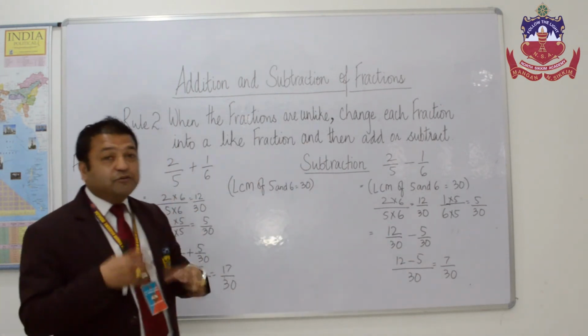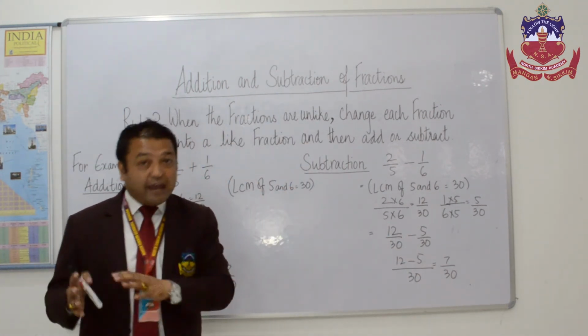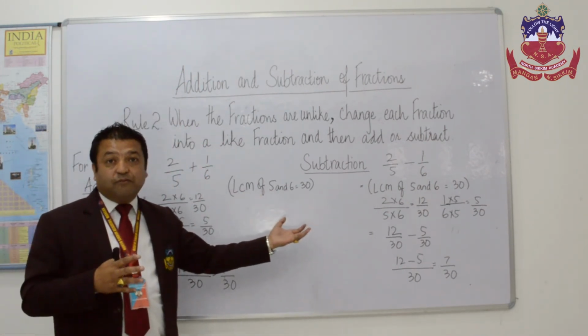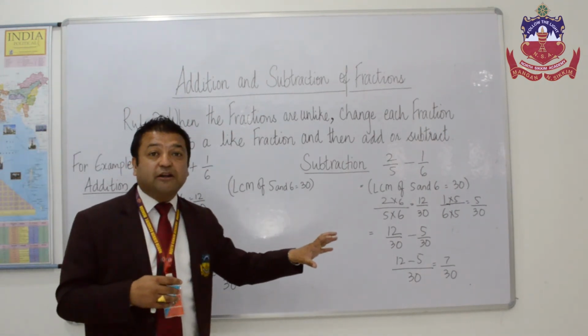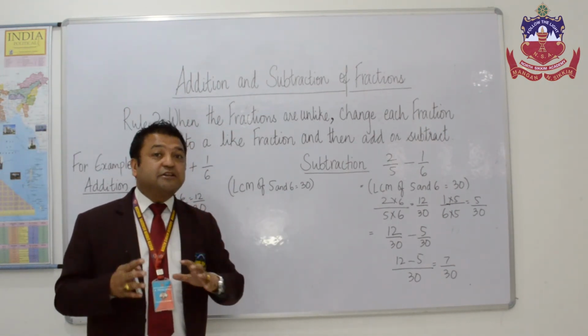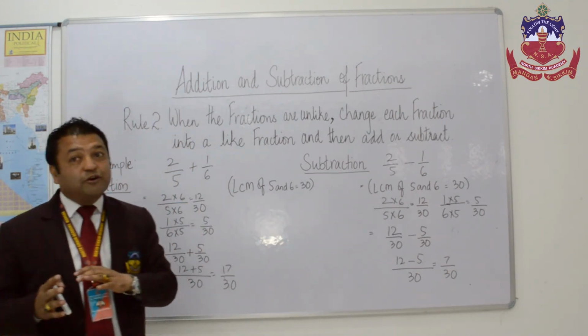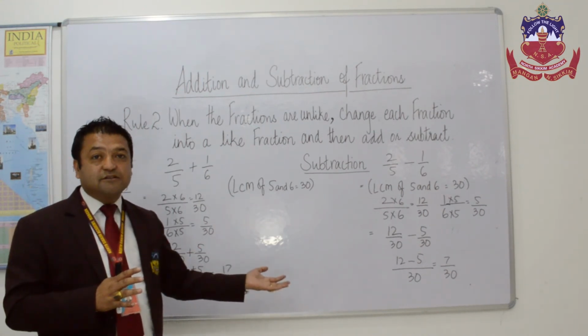Now in this case what you need to understand is, whenever the denominators are the same, you can directly add or subtract. You need not take out any LCM for that question. But what you have to understand is, when the denominators are different, you need to find the LCM. Then you have to make like fractions, then you can add or subtract.